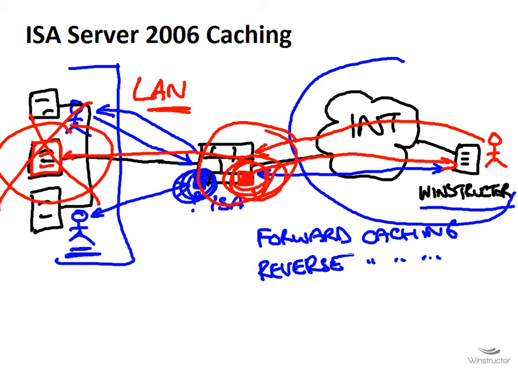So if you're going to take the time to put ISA server in, you'll probably find that the server is going to be cheaper than the software. And that's especially true if you're looking at the Enterprise Edition.